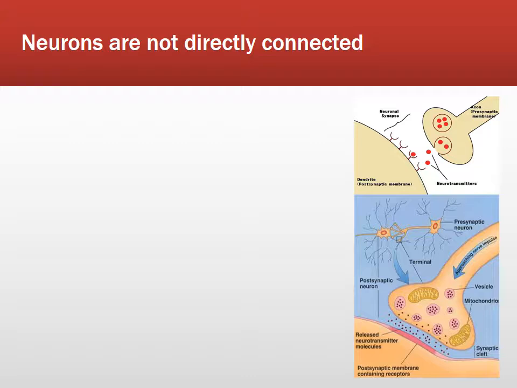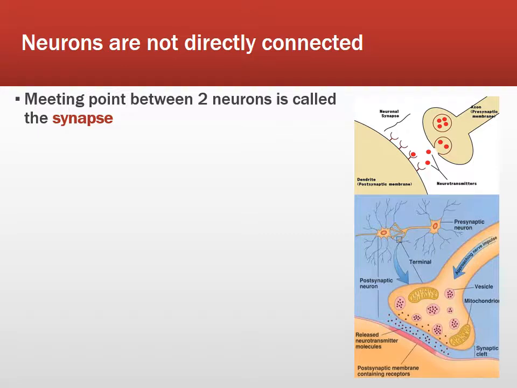However, one thing that you can't really tell from a lot of the pictures is that the neurons are not actually directly connected. There's a meeting point between the two neurons, and that area is called a synapse. If you look down here, this is the end of one neuron. This is what we call the terminal. If you zoom in a little bit here, this is the end of the one, and we're connecting with the next one. And this membrane over here is where the next neuron is.